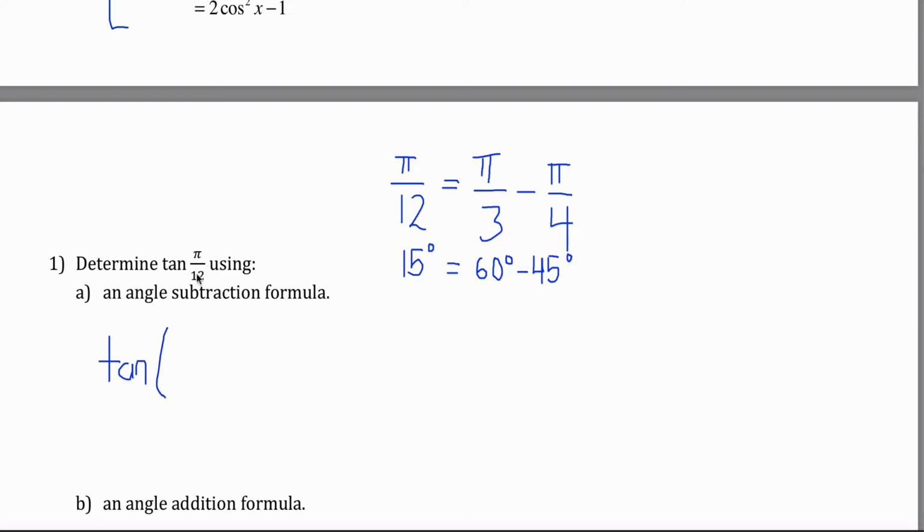Of, and maybe instead of pi over 12, it'll be easier to write 15 with my mouse. So I'll just write 15, and you can assume that I mean degrees here. That's equal to the tangent of, I'm going to run out of room really quickly because I can't write small with this mouse. What did I say, 60 minus 45? All right. The faster I try to write, the more painful this becomes.